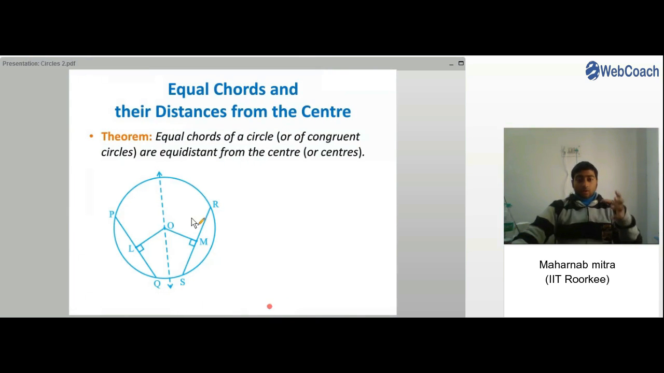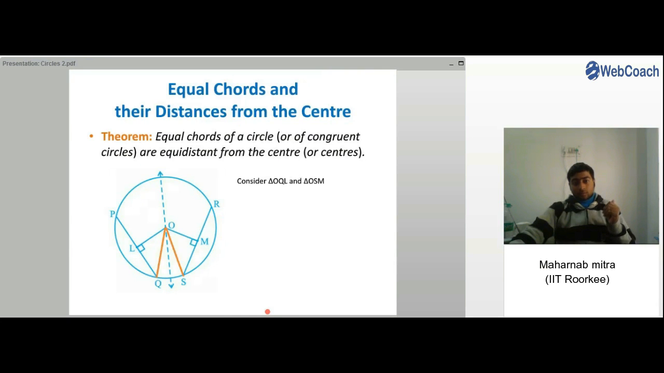So now we look at a theorem, and the theorem states: equal chords of a circle, or of congruent circles, are equidistant from the center, or we can say equal chords are spaced equally apart from the center, right? Here from this figure we can see, if we consider PQ and RS as the equal chords, then their distances from the center, which is OL and OM, must be equal. This is what the theorem states.